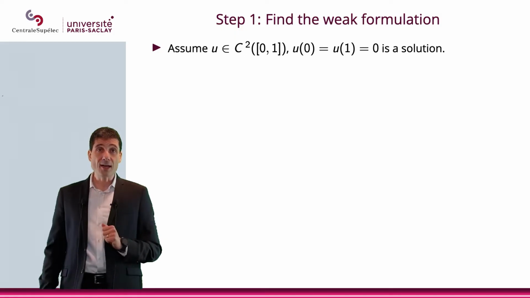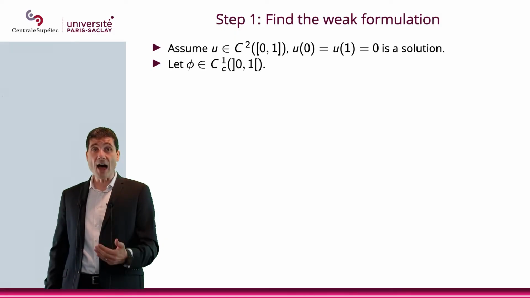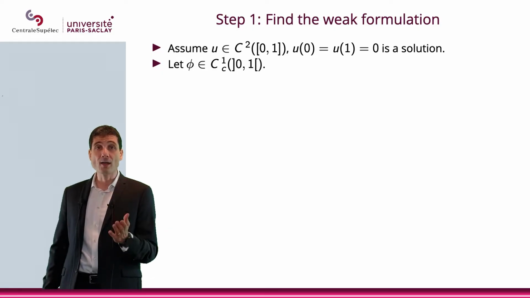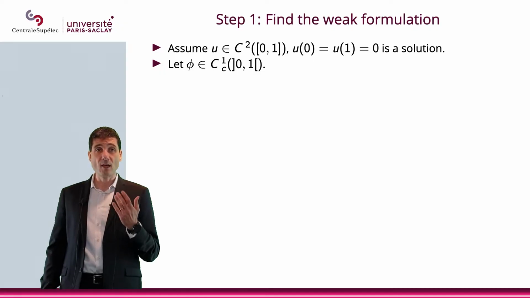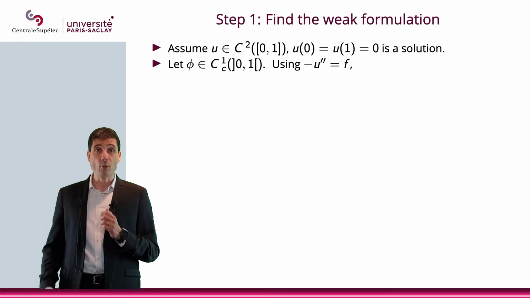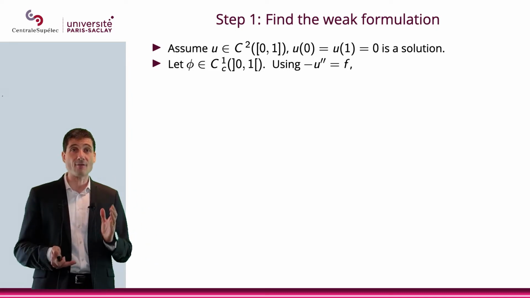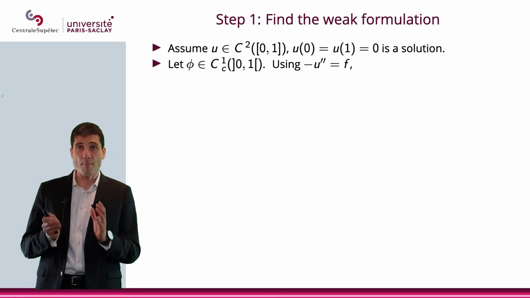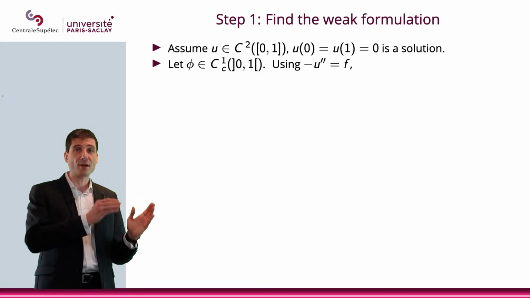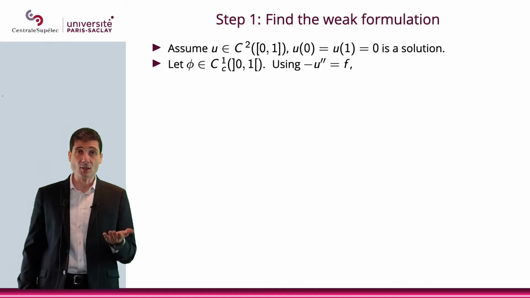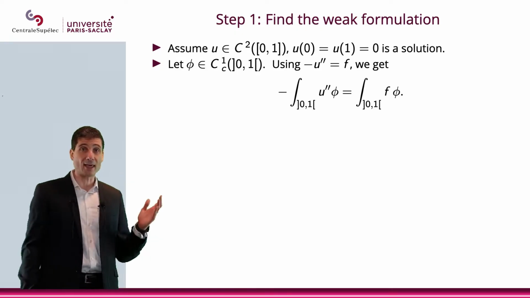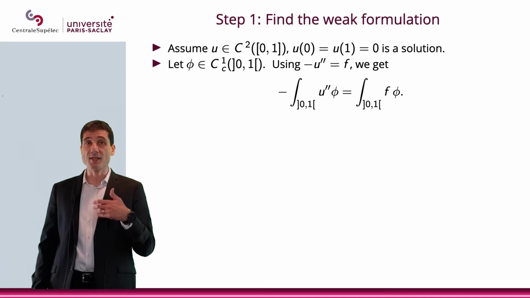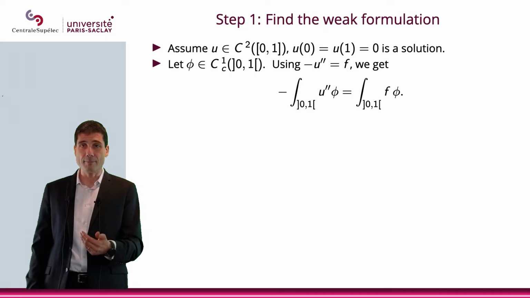Okay, so now that I assume this, I will choose phi to be in C1c. That means a function that will be C1 with compact support. And if I choose that phi here, I would like to go back to the equation I have, minus u'' equals f, and multiply both sides by phi, and then integrate over (0,1). And then what I get is this: minus the integral between 0 and 1 of u'' phi equals the integral between 0 and 1 of f phi.